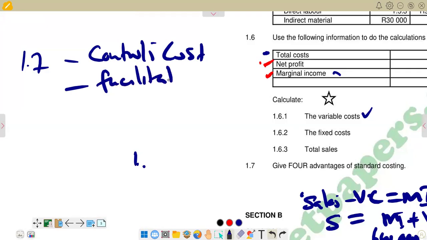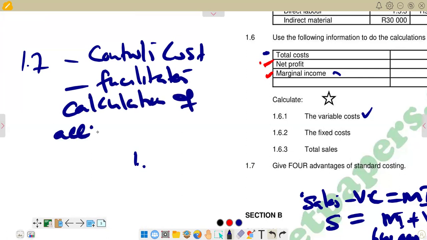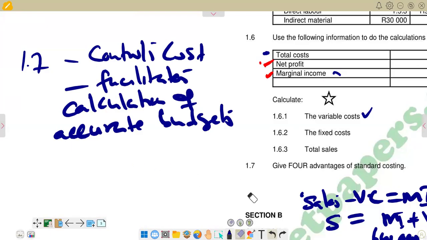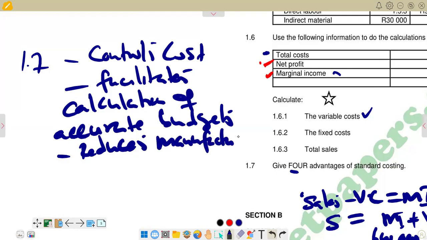it facilitates the calculation of accurate budgets. So this is what we have in terms of the second point. Remember, the question needs four. So we can move on to look at the third one. The third one, we can say it reduces manufacturing costs.